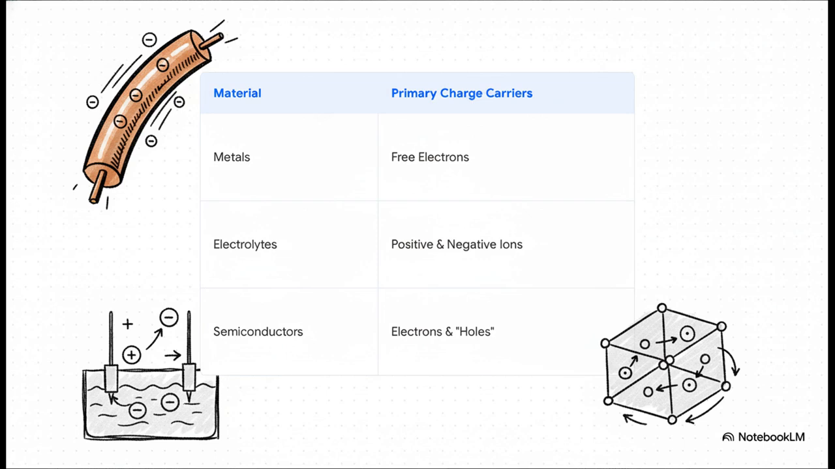And then you get to semiconductors, which are the heart of everything electronic. It gets even more complex there. You have moving electrons, sure, but you also have these things called holes, which are basically just the absence of an electron, and these positively charged holes move around too, and also contribute to the current.